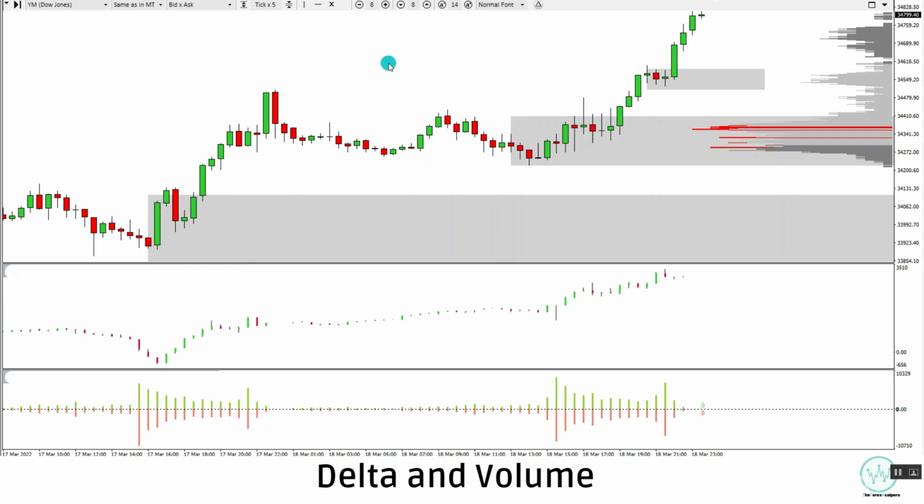Then we have the delta and the volume. The volume is a really nice extra confluence if you combine it with the point of control as well, and with your supply and demand levels. Most of the time the volume will show you an increase if we are reaching a supply and demand area, and that could be a scenario for a potential continuation or a reversal. Same with the delta. It gives you an extra confluence. It's a nice element to use in your trading and can be very, very powerful.